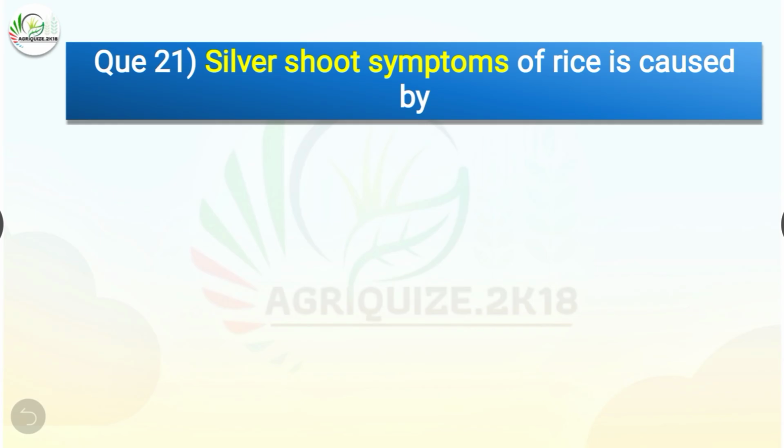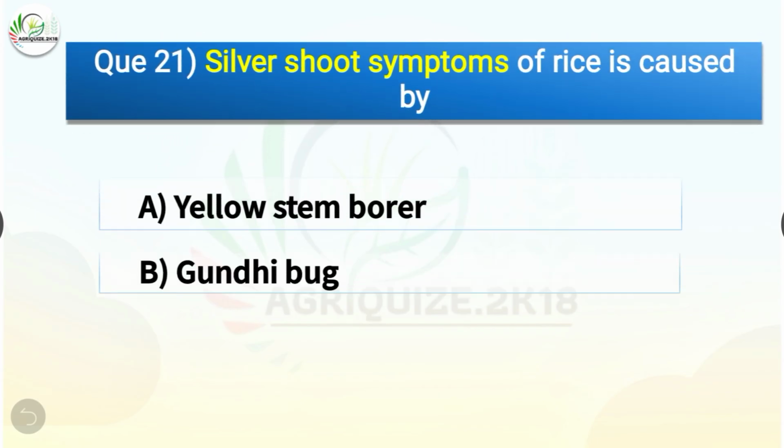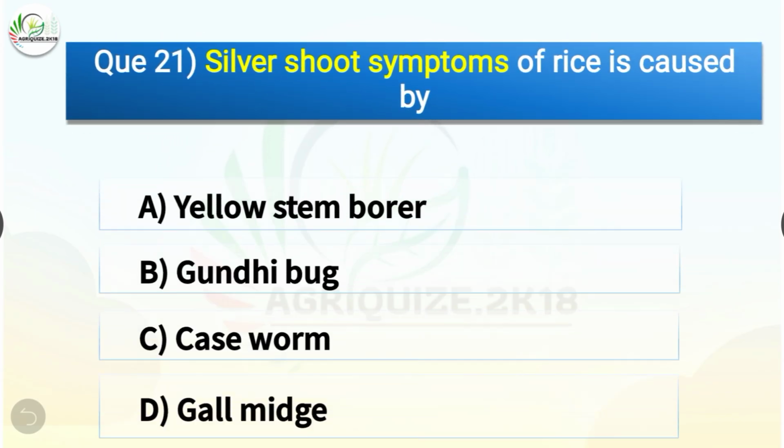Question number 21. Silver shoot symptoms of rice is caused by. The options are yellow stem borer, gandhi bug, caseworm or gall midge. The correct answer is option D, gall midge. So silver shoot symptoms of rice is caused by gall midge. Leaf sheath elongates and becomes like an onion shoot, also called silver shoot, which is a typical symptom produced by gall midge in rice.